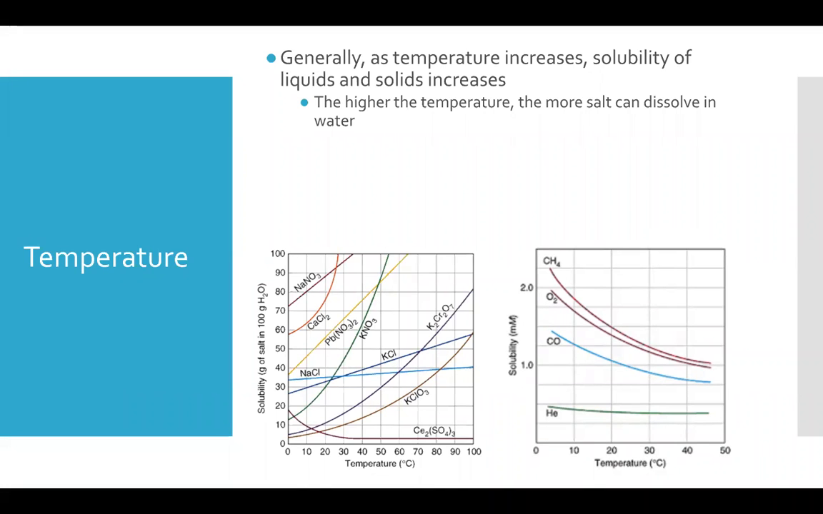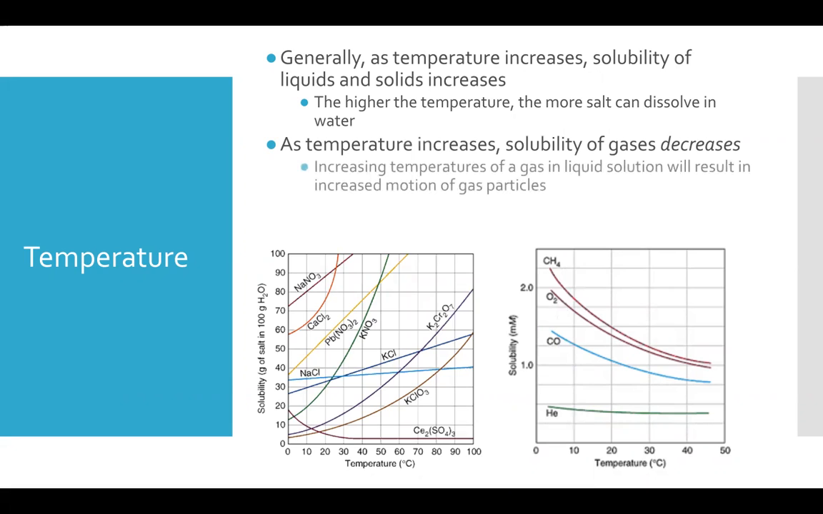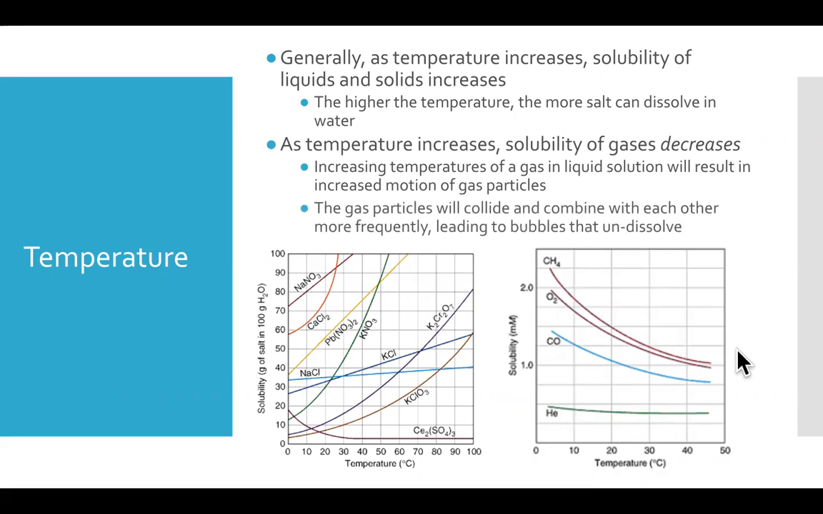And why might those be? Well, if you look at what all these things have in common, they're all gases. It turns out that as temperature increases, solubility of a gas decreases. Because increasing temperature of a gas in a liquid solution results in increased motion of gas particles. The gas particles will collide and combine with each other more frequently, leading to bubbles that undissolve.